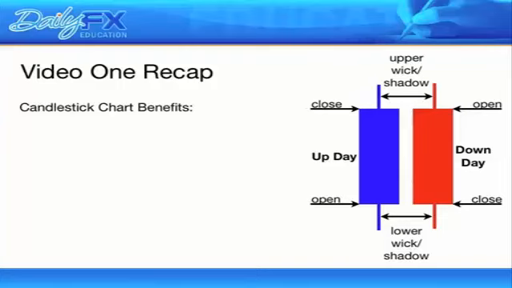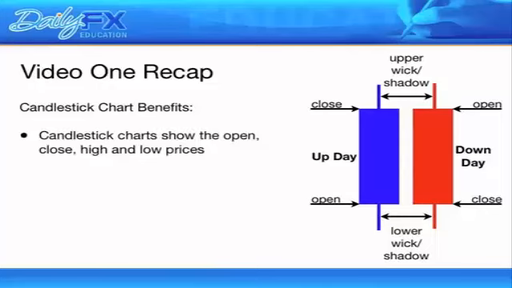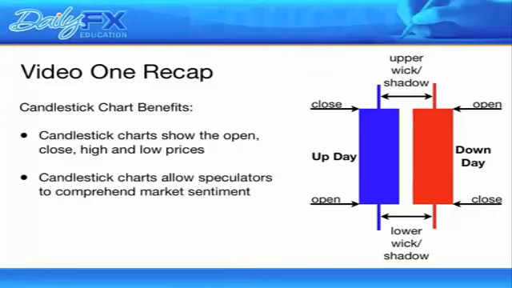In Part 1, you were introduced to candlestick charts and learned why this chart type is often preferred over line and bar charts. Through examples, we illustrated how candles provide more information than line and bar charts, providing traders with the opening price, the closing price, the high price, and the low price on each candle. Additionally, we demonstrated how candles provide speculators with unique visual cues that can help to comprehend market sentiment.